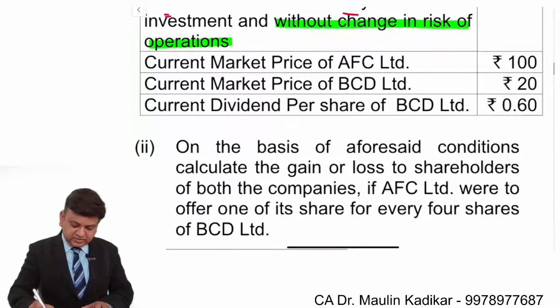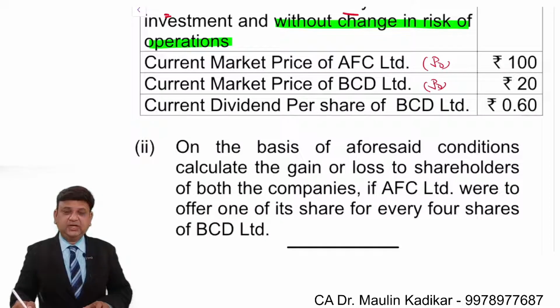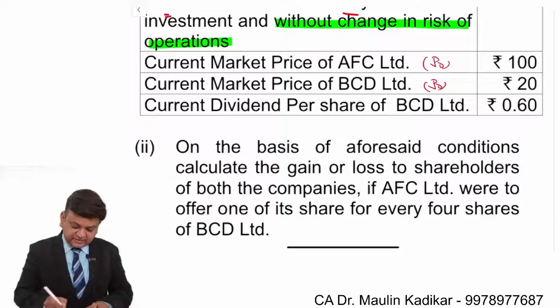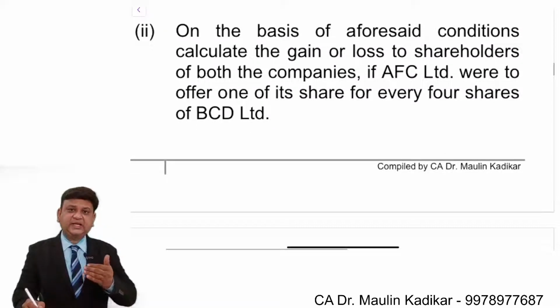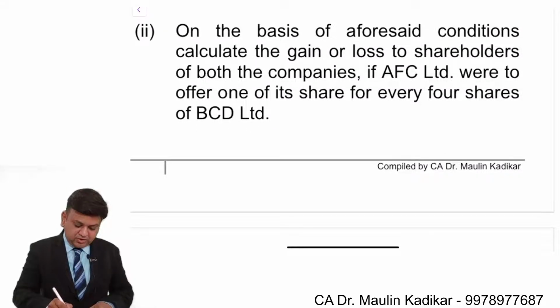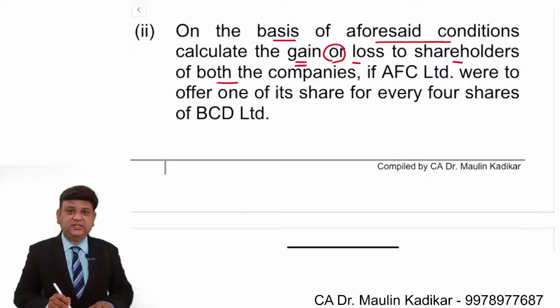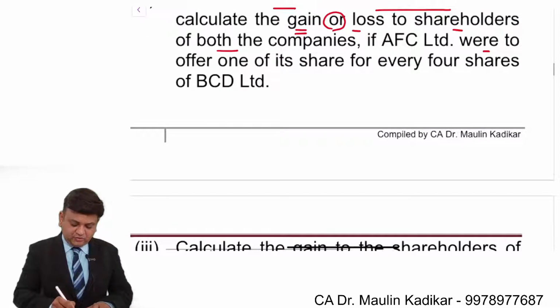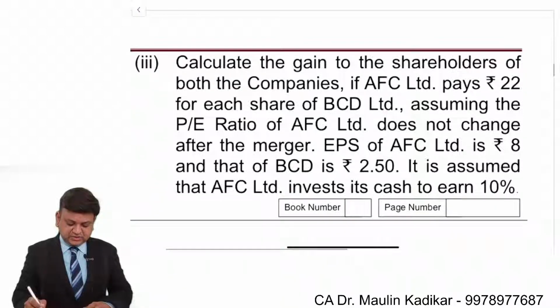P0 is provided to us, current market price 100 rupees. P0 is given to us for the acquiring company and then the target company. Then the dividend information is provided for the target company. Then the second part of the question: on the basis of aforesaid conditions, calculate the gain or loss to shareholders of both the companies if AFC Limited were to offer one of its shares for every 4 shares of BCD Limited. It means the exchange ratio given to us is 0.25.